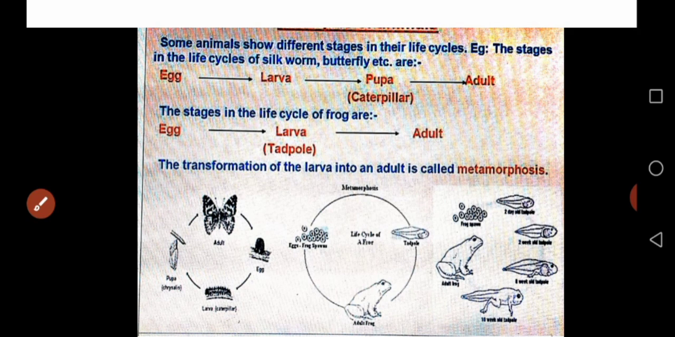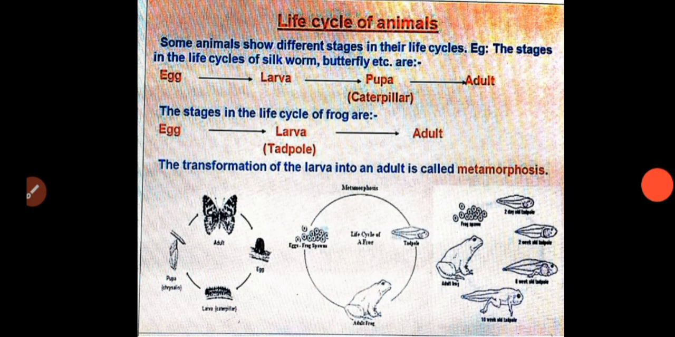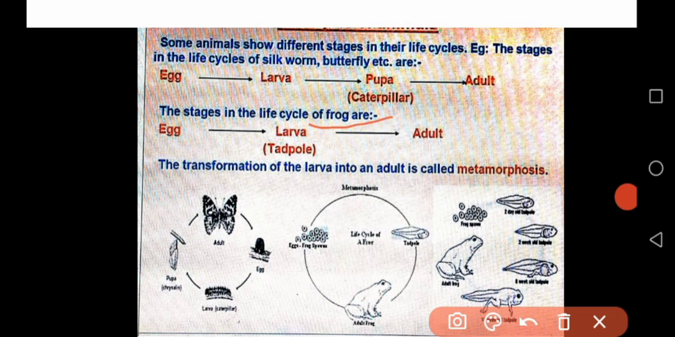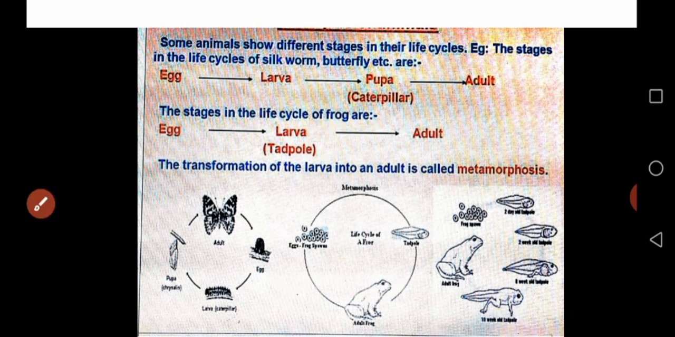So next, coming to one more cycle, the stages in the frog. How actually does the life cycle take place in the frog? There are three very important stages in the life cycle of the frog.